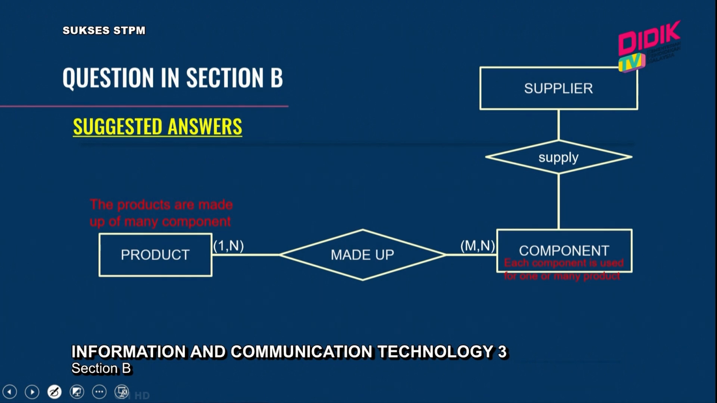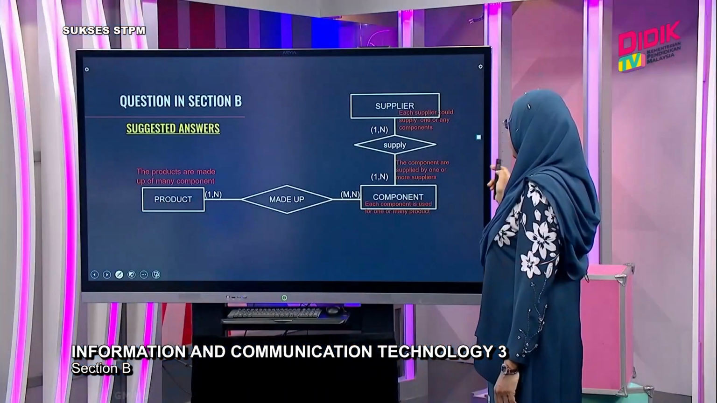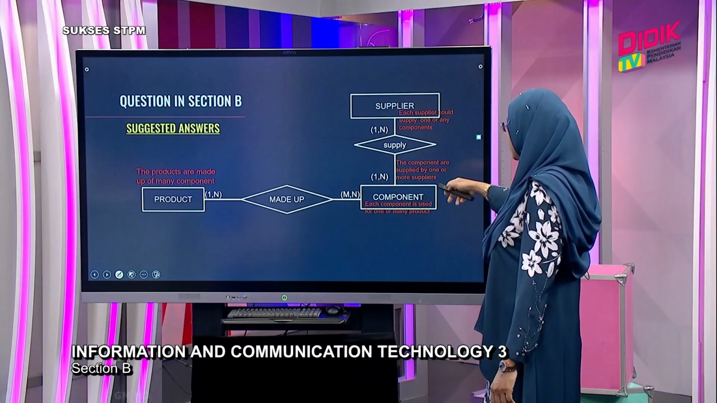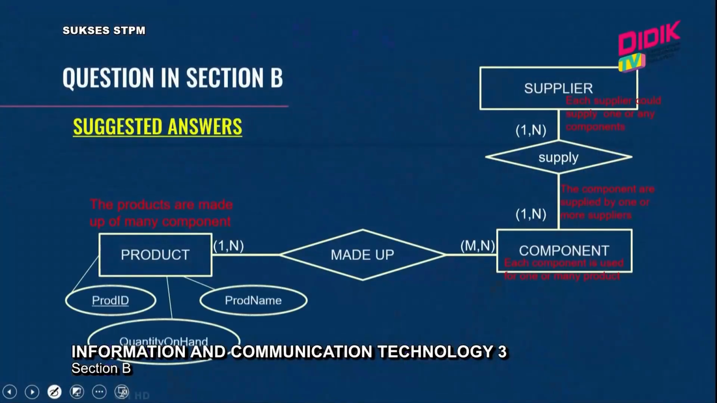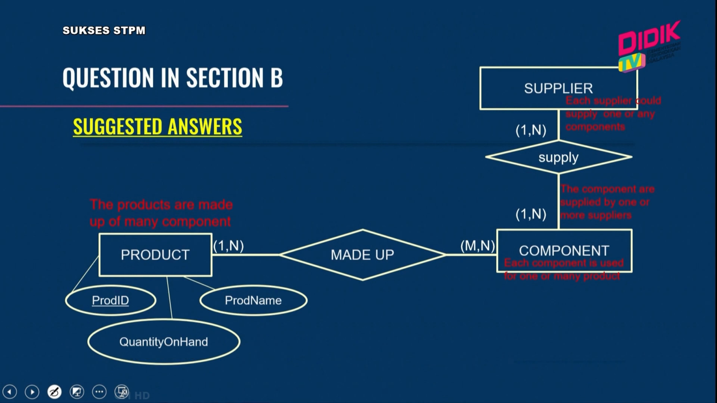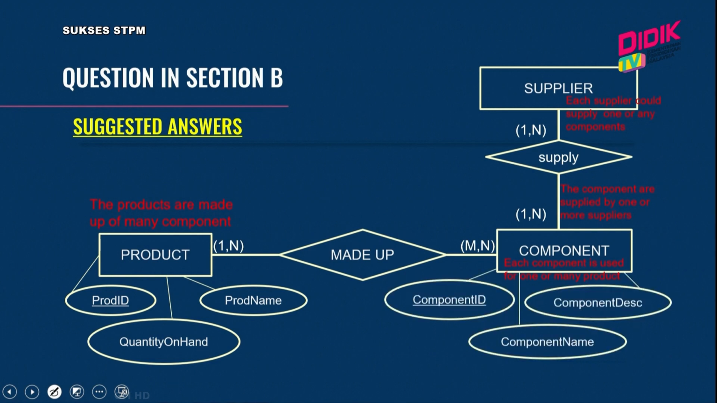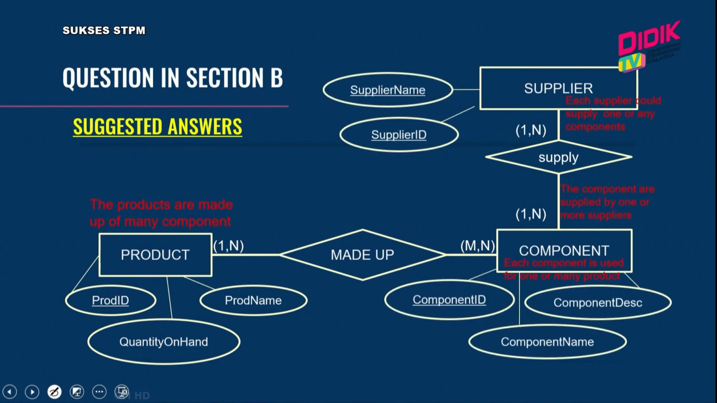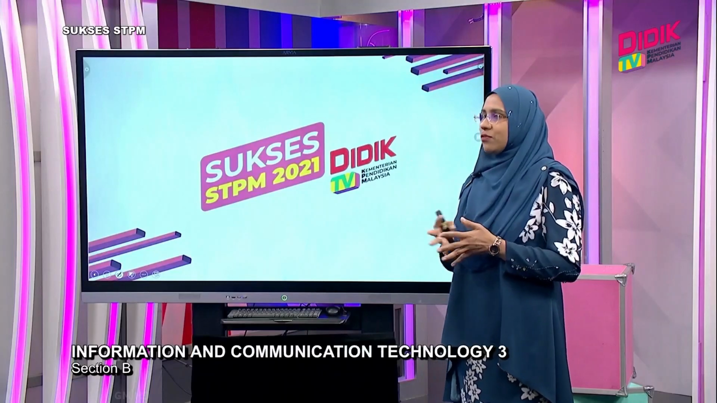Supplier supplies component. So each supplier could supply one or any component, many, and the component is supplied by one or more suppliers. So the cardinality will be like this, and then finally, you write the attributes, so that it won't be messy. So this is the suggested answer. For attributes, 3 or 4 attributes are enough. If you put a lot, it will be messy. So that's all I could share with you, tips for section B.